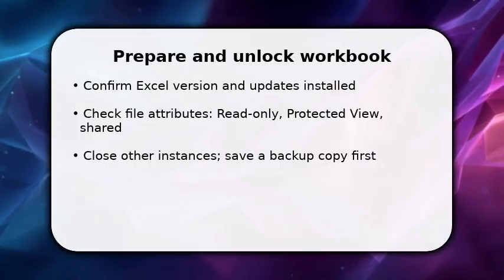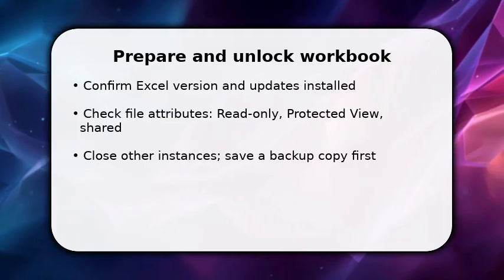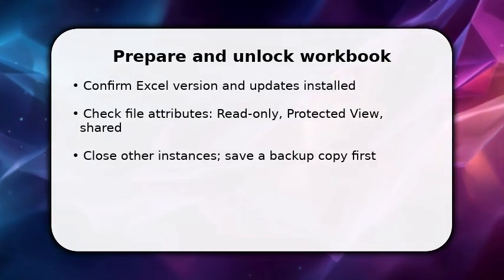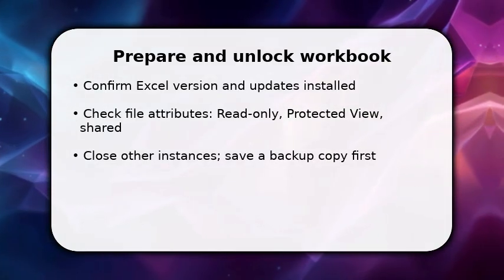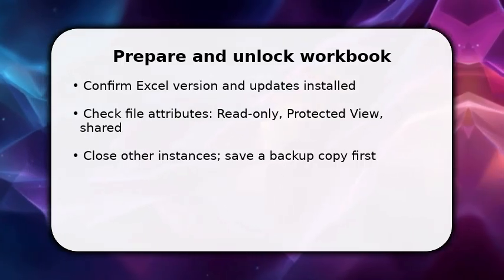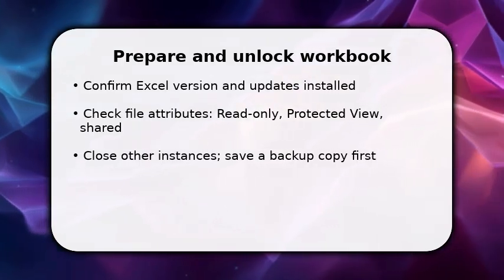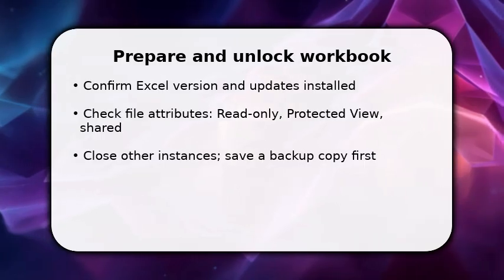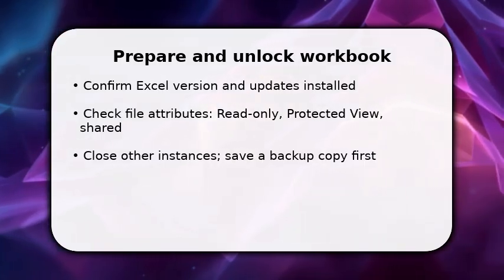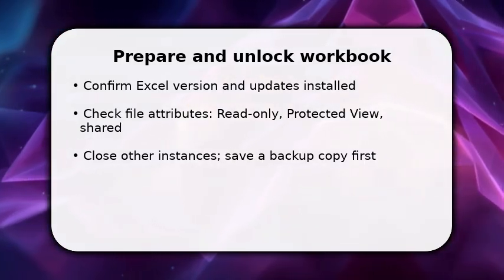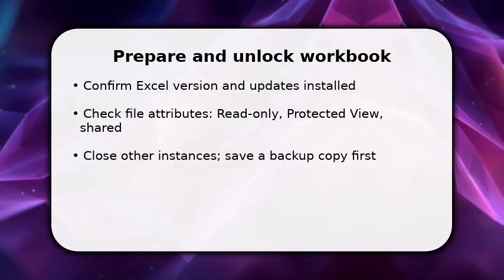You start by ensuring the file is not locked and Excel is up to date. This prevents wasted steps later. First, save a backup and close other Excel windows so locks release. Then, right-click the file, choose Properties and uncheck Read Only, and open via Excel's File Info to disable Protected View if present. Once done, reopen the workbook.